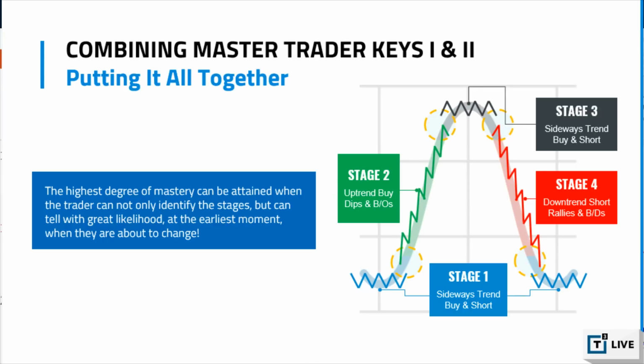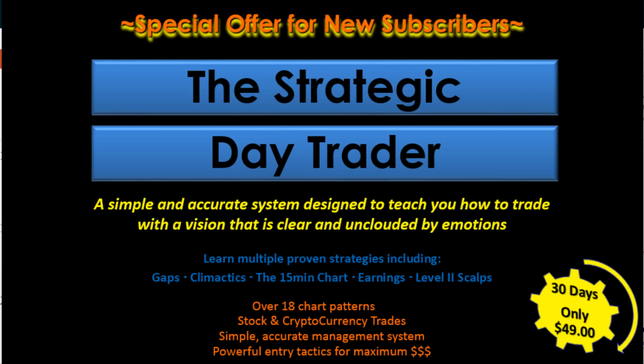The highest degree of mastery can be attained when the trader can not only identify the stages, but can tell with great likelihood at the earliest moment when they are about to change. We call that the transitional phases. Transitional phase A, transitional phase B, transitional phase C, and transitional phase D. We're going to start learning that at least next time.